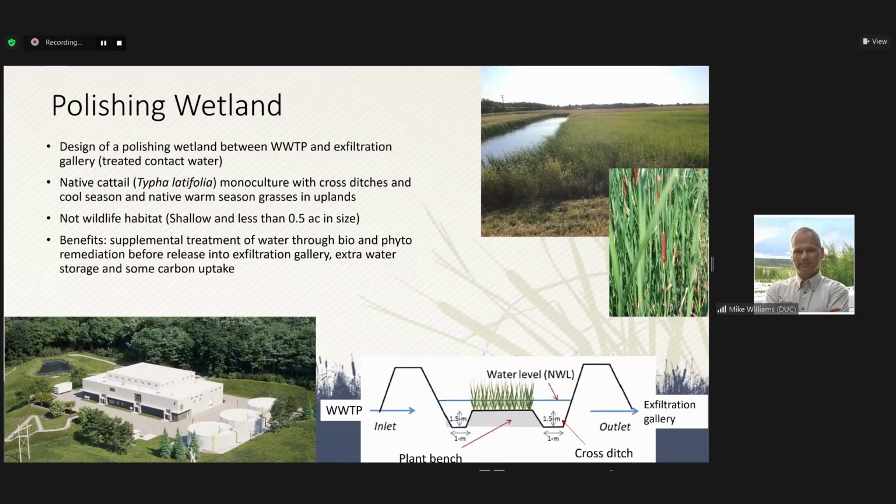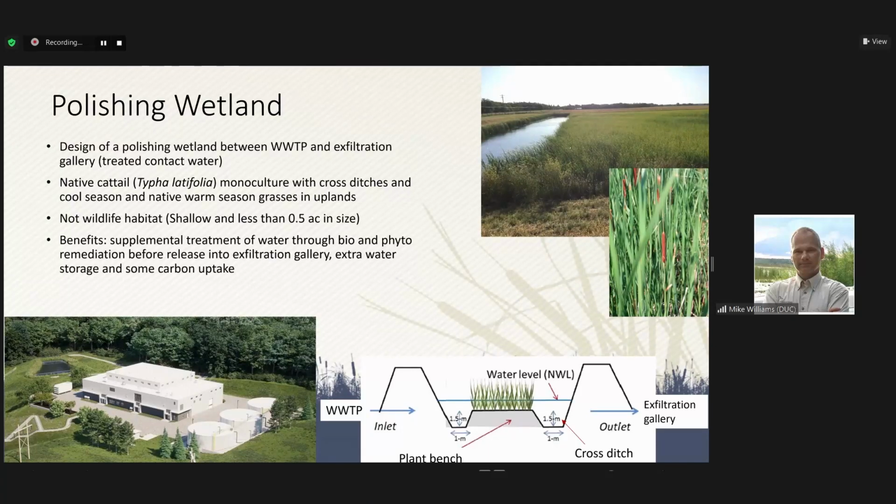Cattails are actually perennial plants that are relatively easy to get established, and once established, they do a pretty good job at absorbing excess nutrients. In fact, these stands of cattail are so efficient at improving water quality that some municipalities use these systems as tertiary treatment at their wastewater facilities.